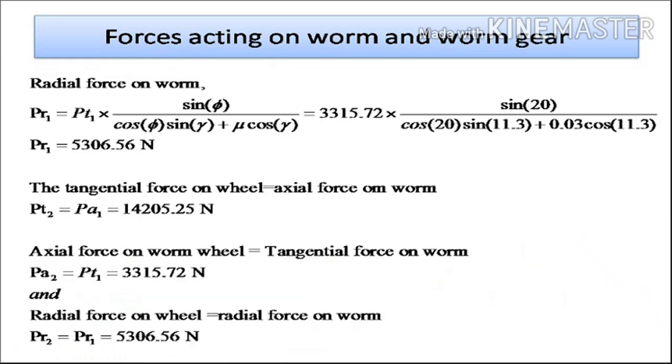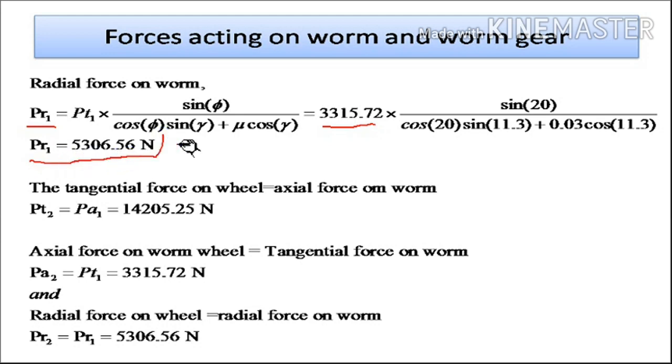Similarly, now I will calculate the radial force on the worm by using this particular expression. So the radial force on the worm will be equal to the tangential force on the worm multiplied by sine of 20 upon sine of 20 plus mu into sine of 11.3 plus mu into cos of 11.3, where mu is the coefficient of friction between the worm and the worm wheel. So I will get the radial force PR1 as 5306.56 Newton.